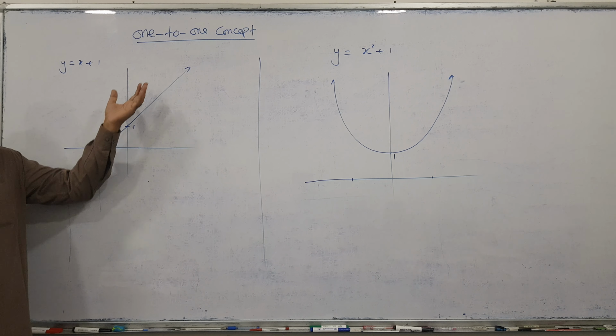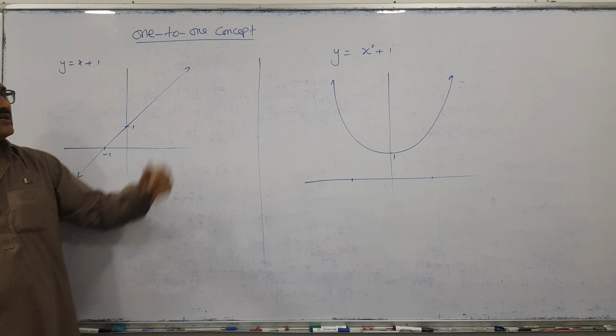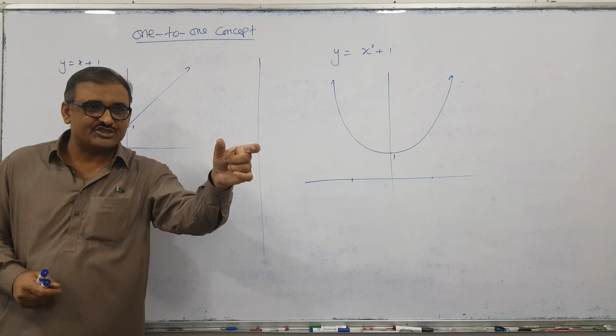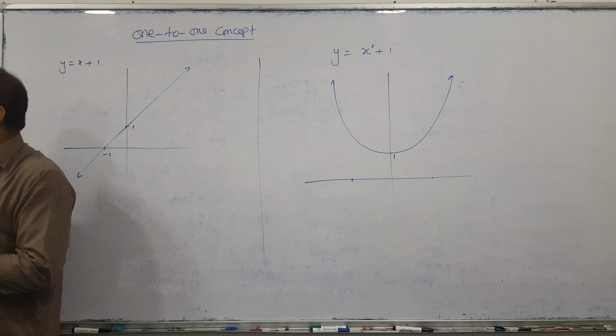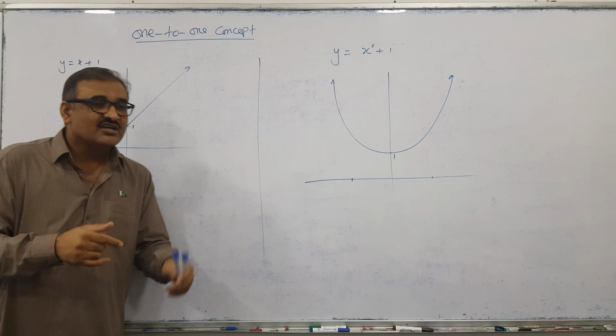Bismillahirrahmanirrahim. Today's topic is functions, and the first point is the one-to-one concept. A very important concept, because it decides whether a function has an inverse or not. If a function is one-to-one, it has an inverse, and if it is not one-to-one, the inverse does not exist. This is the whole story.